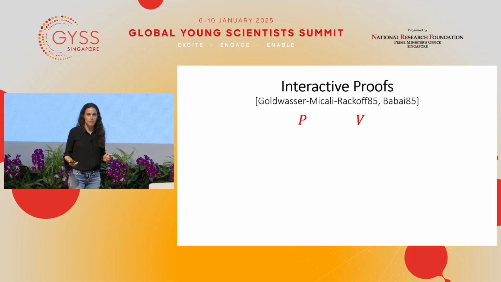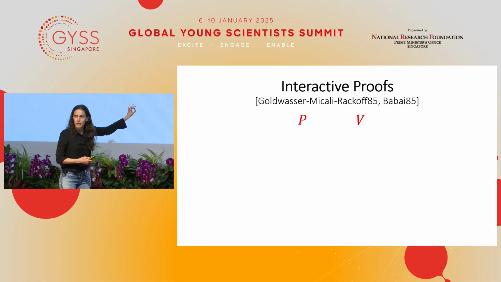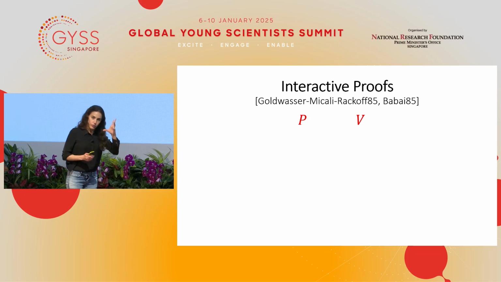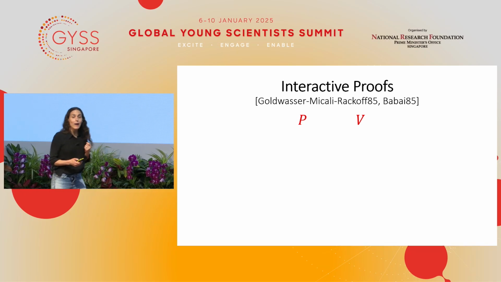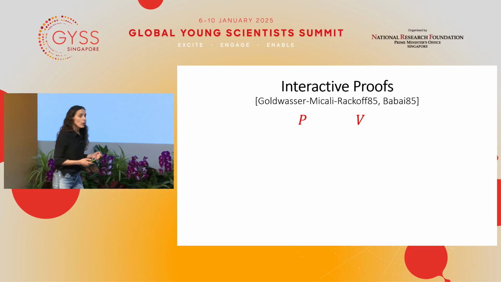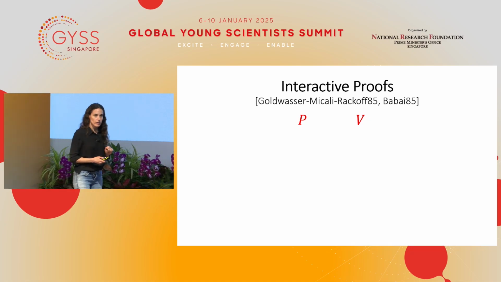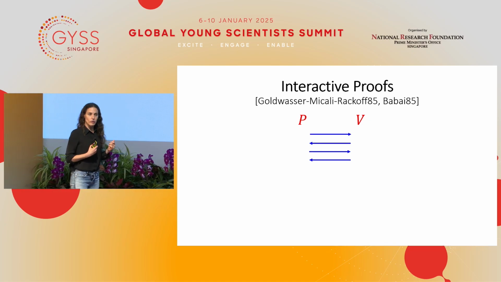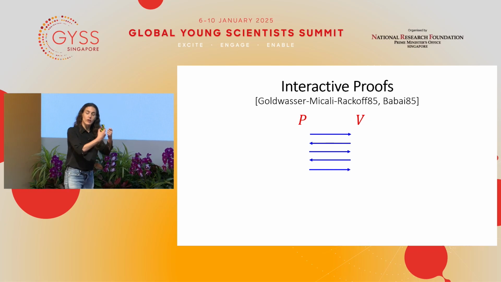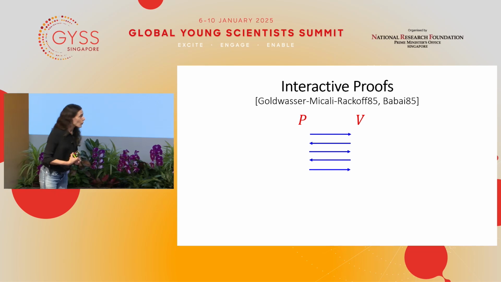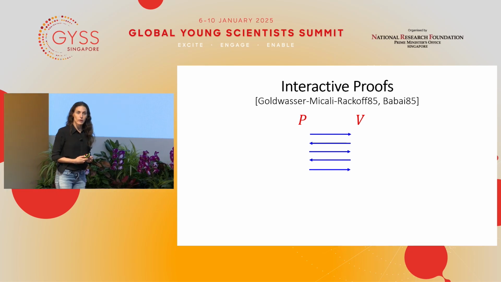That's what proofs are. This changed in the mid-'80s with the goal of getting zero-knowledge proofs, this weird thing. How did it change? They considered what's called an interactive proof. So now there's a prover and a verifier, and it's a conversation. The prover says something, the verifier asks a question, the prover gives an answer, the verifier sends a question, and so on and so forth.